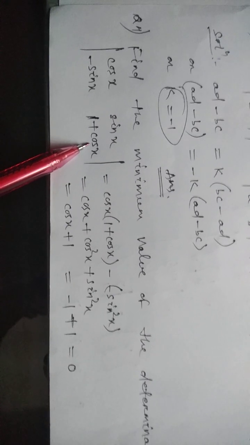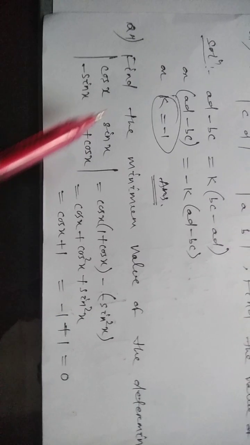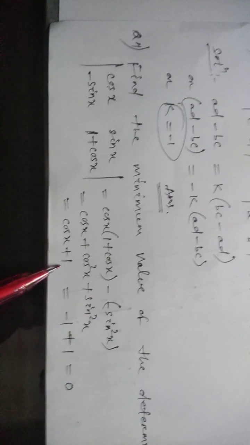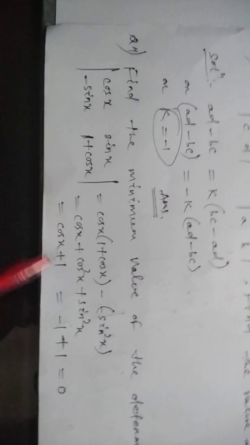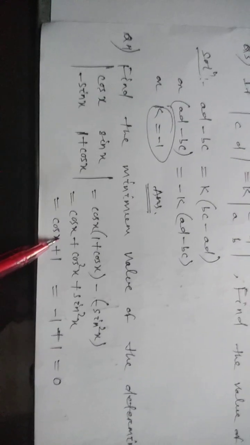Another question, find the minimum value of the determinant which is given as cos x, sin x, minus sin x, 1 plus cos x. You have to calculate the minimum value of this determinant. So just simplify. Cos x into 1 plus cos x minus sin x into minus sin x. So that means cos x plus cos square x, minus into minus is plus sin square x. Sin square x plus cos square x is 1. So 1 plus cos x. We know the minimum value of cos function is minus 1. So here you put minus 1 plus 1 is 0.